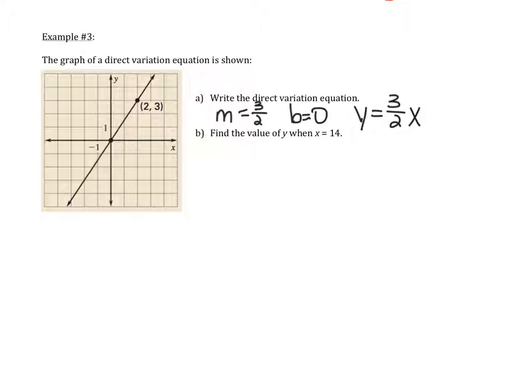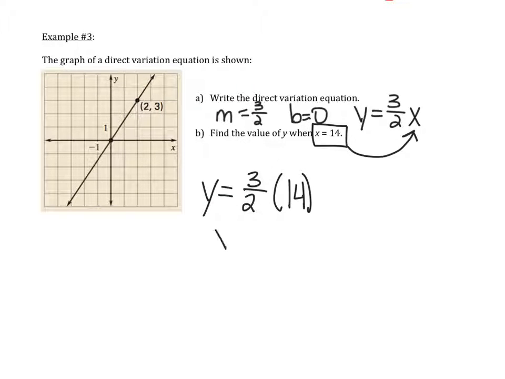Part B says find the value of y when x equals 14. So all we're going to do is take this x equals 14 and substitute that value in for the x in our direct variation equation we found in Part A. So we would have y equals 3 over 2, which remember is the same thing as 1.5, times 14. Therefore, we would have y equals 21 as our final answer. So again, y would equal 21 when x equals 14 if our direct variation equation was y equals 3 over 2x.